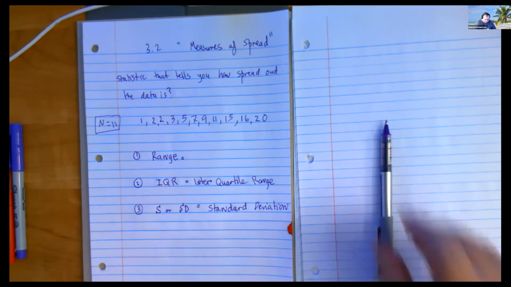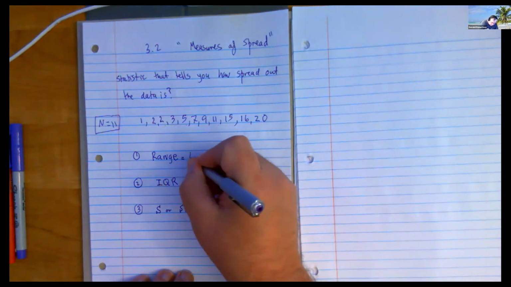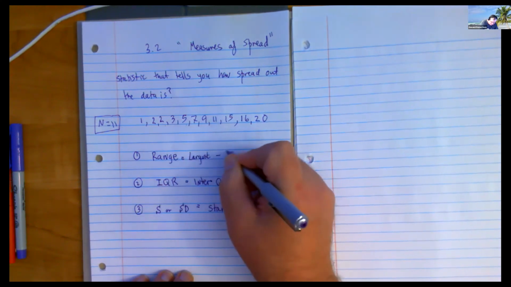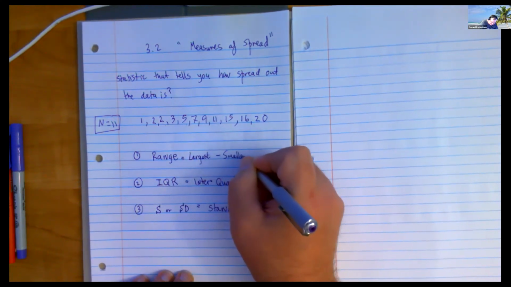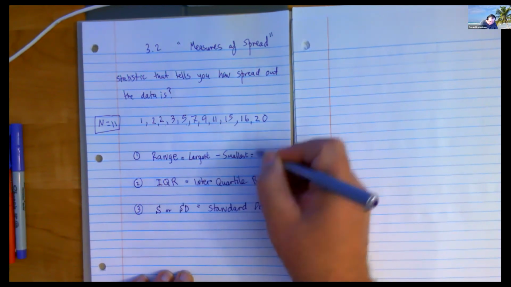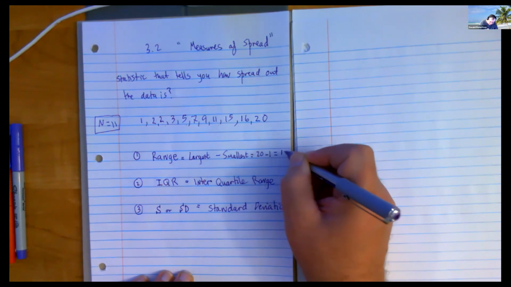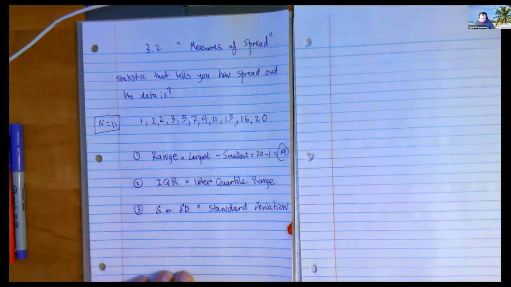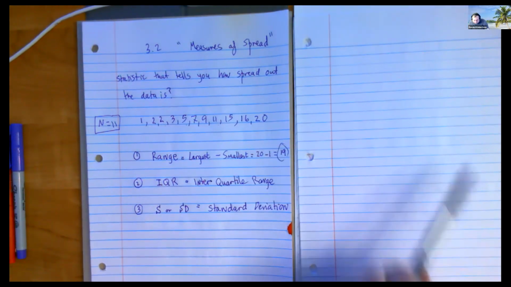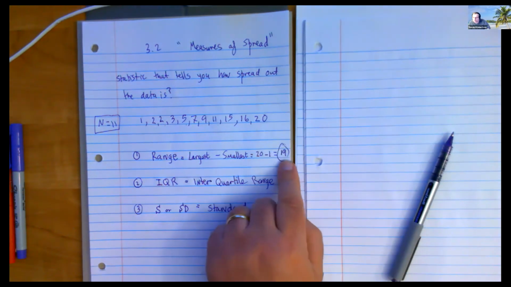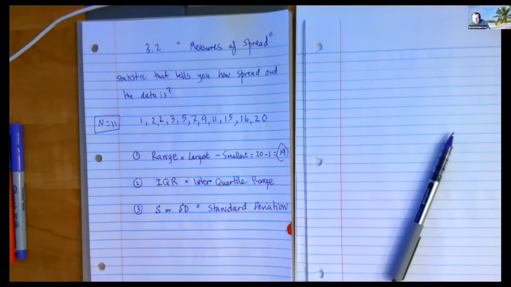So how do you get the range? You take the largest number and you subtract from it the smallest. In this case, 20 take away 1, the answer is 19. A little bit circle around that. There's not an awful lot of advantage to this measure of spread, except that it's really quick, because all you need to know is who's the biggest, who's the smallest, and subtract them.